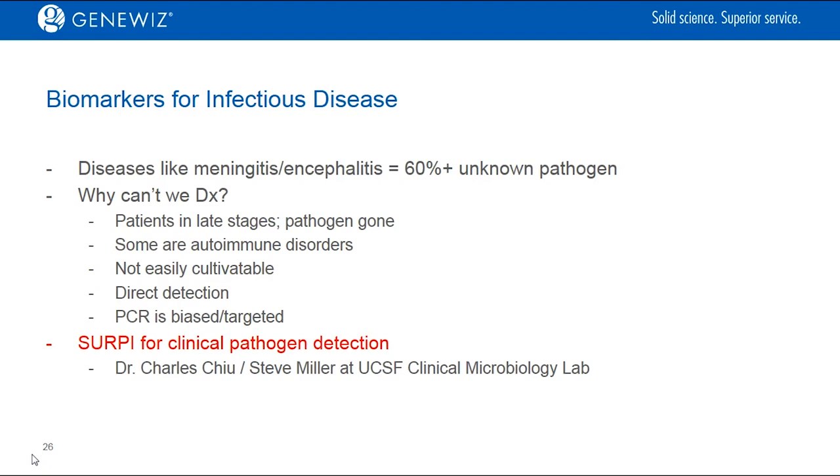Certain disease states have a high need for this, like Lyme disease, where there are numerous co-infections and poor diagnostic tests, or for meningitis or encephalitis, where over 60% of the cases are caused by an unknown pathogen. There are several reasons why we cannot detect these pathogens using current clinical techniques. And I'd like to highlight one lab at UCSF that's really pioneering the use of metagenomics in a clinical setting already for infectious disease diagnostics using SURPI.